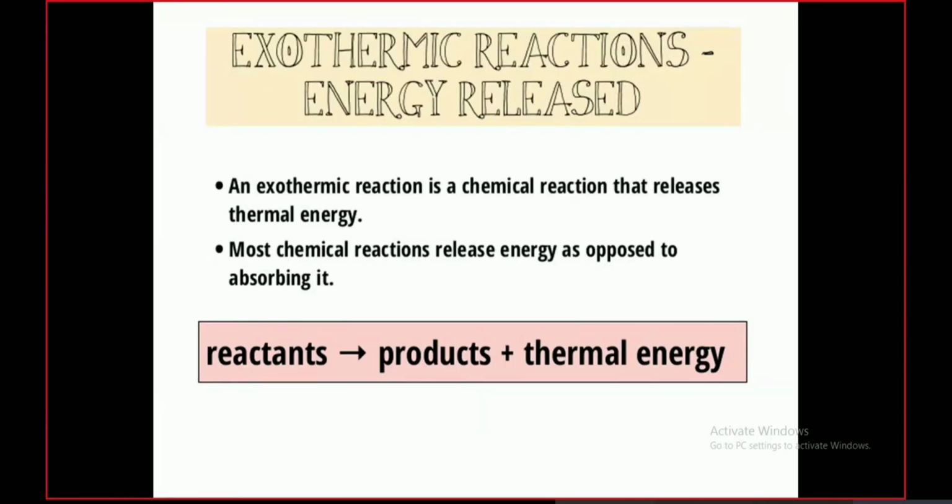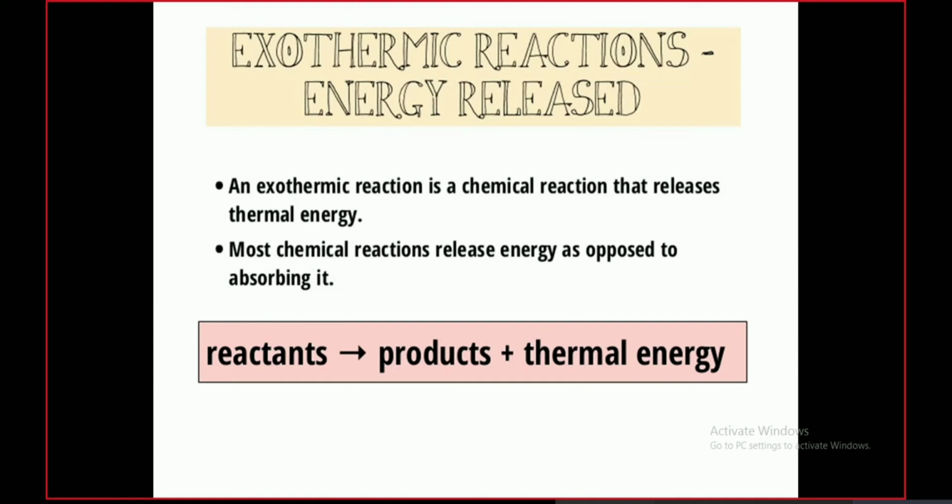Explaining it a little bit more, exothermic reactions are the energy releasing reactions, chemical reactions that release thermal energy. Most chemical reactions release energy as opposed to absorbing it. So there are more reactions in which you observe the exothermic change rather than the endothermic change.